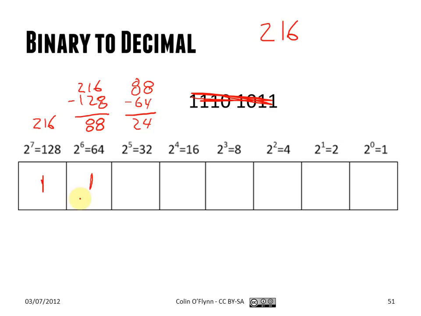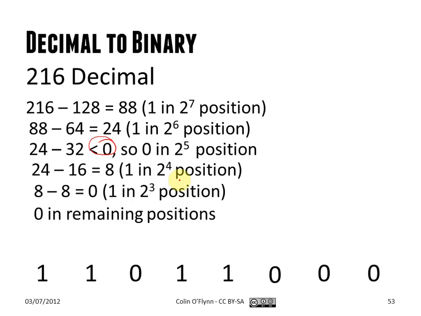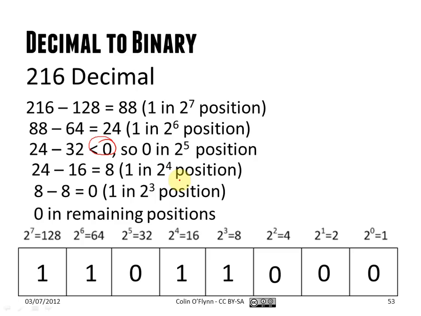So how do we make 24 in binary? This position is worth 32. If we subtract 32 from 24, it would give us a negative, so we can't have that. So there's a zero in this position. Then you go to the next position and say 24 minus 16, and that gives you something greater than zero. So there's a one in this position. When you go through that procedure, you'll end up with the final value in binary.